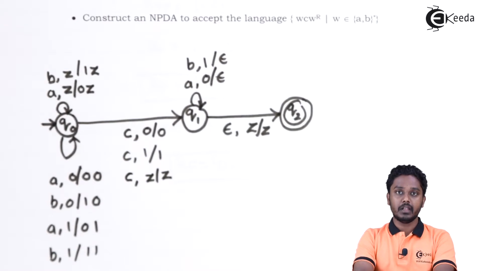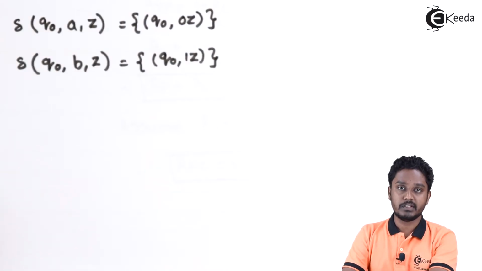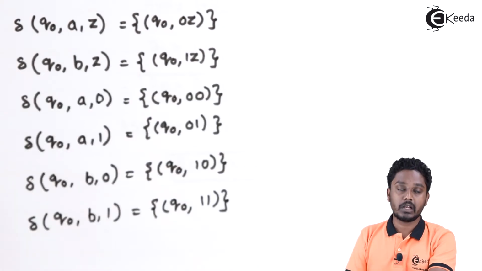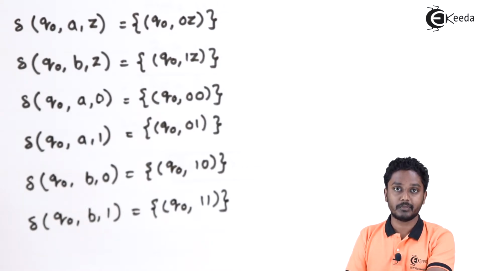Now, let us see the components. Let us write down the transitions. We need to insert the transitions for A and B when the top of the stack is 0 or 1. We need to simply push 0 for every A and 1 for every B. Once we encounter a C, we need to move for every symbol, either it is 0 or 1 or Z on the top of the stack.